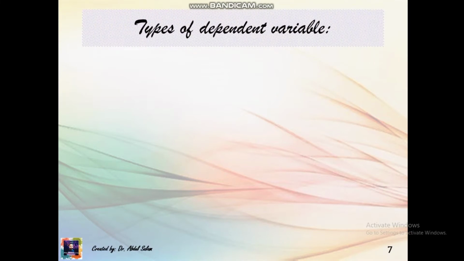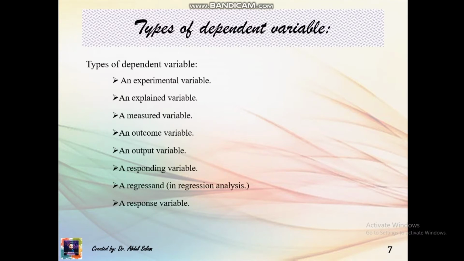Types of dependent variable. We have different types of dependent variable. First we have an experimental variable, next an explained variable, a measured variable, an outcome variable, an output variable, a responding variable, a regression or regression analysis variable, and a response variable.